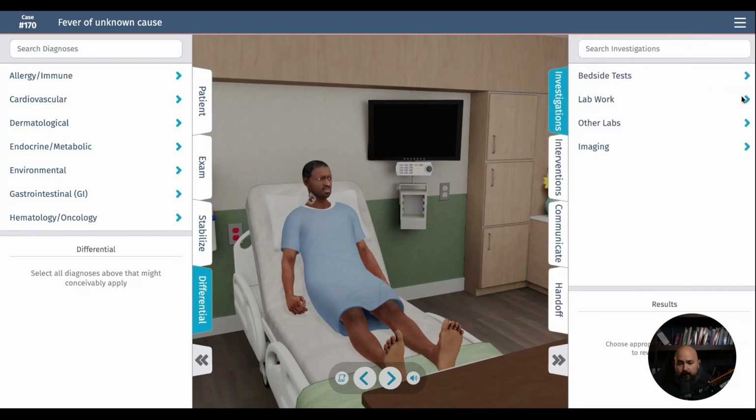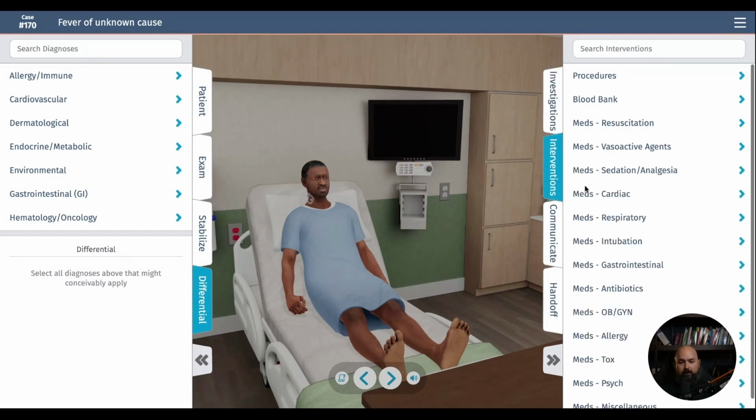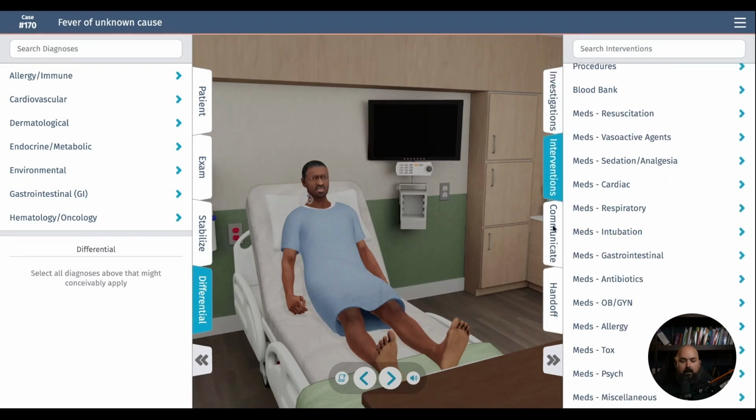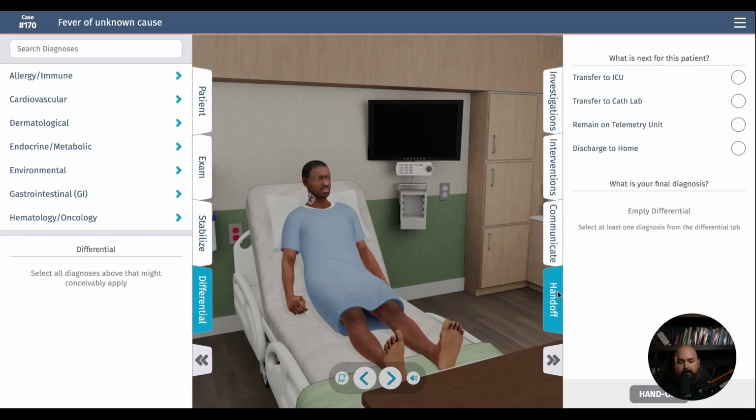On the right side of the screen, we have our investigations tab. So we have bedside test, lab work, other labs, imaging. We have interventions tab, and that's more meds, procedures, blood product administration. Third tab is communication. So that's for if you want to call the consult, which many of these cases will have you do. And then there's handoff. So what is the dispo of this patient?